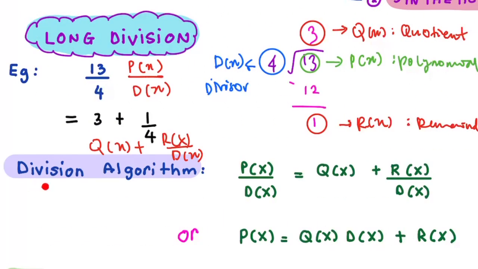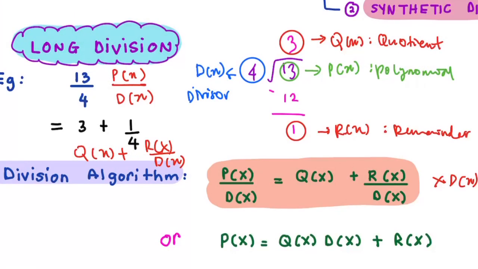This is actually the division algorithm. So let's rewrite px over dx. This is equal to qx plus rx over dx. Another form is you can multiply both sides with dx, so this one cancels out. You're left with px equal to qx times dx plus, and for this one, the dx cancels out, so you're left with rx. So this is another way to write your division algorithm.